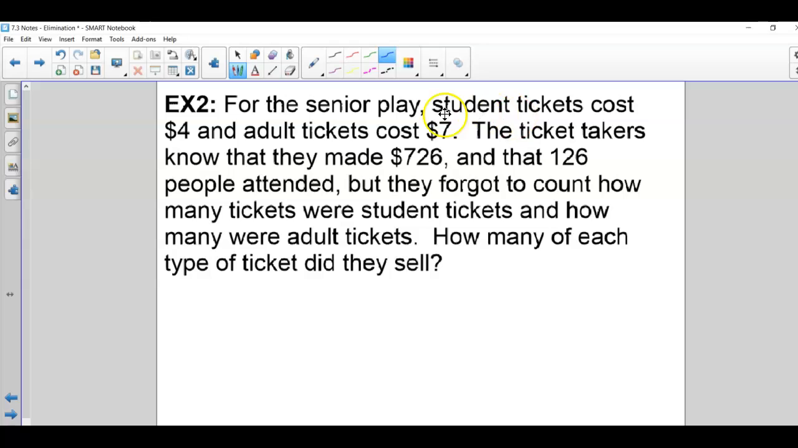So the first sentence we're going to use is that we're going to talk about the cost of the tickets. So I'm going to let S be student tickets.